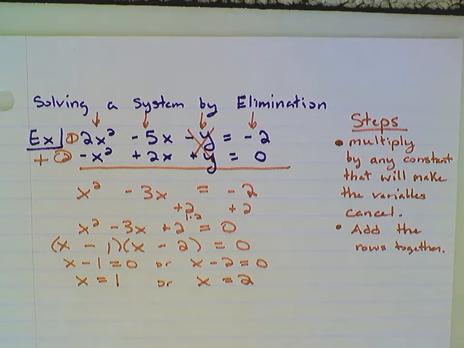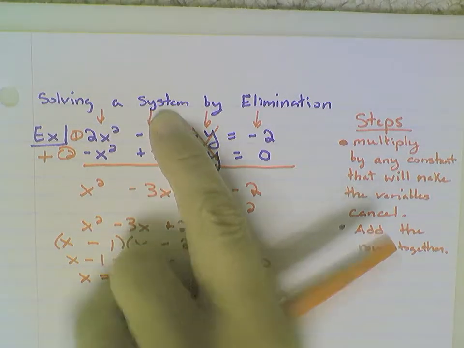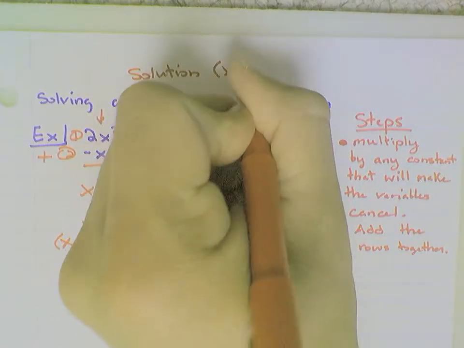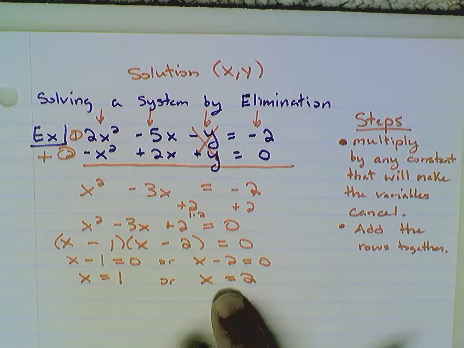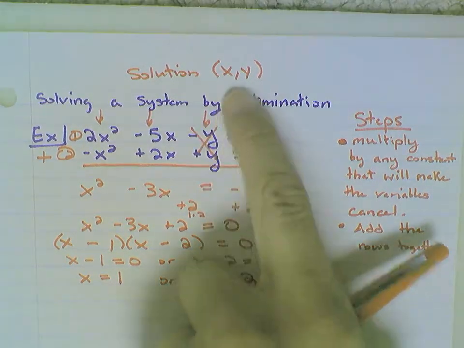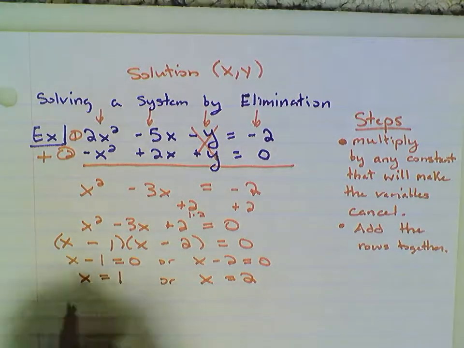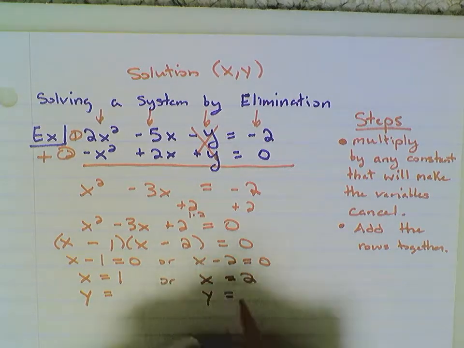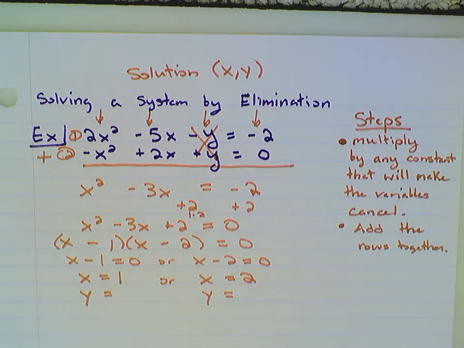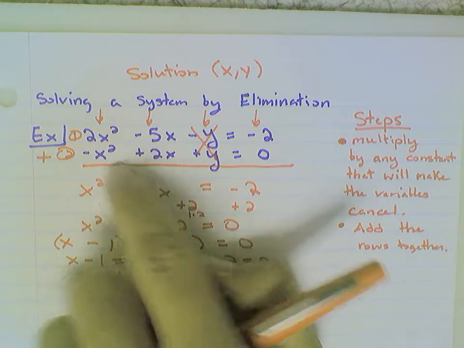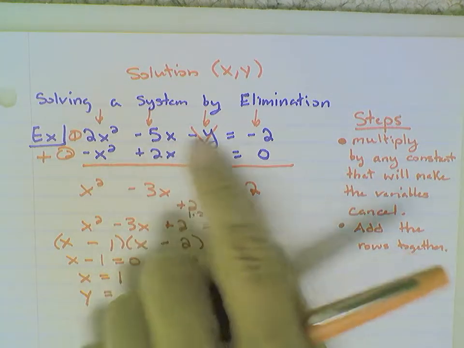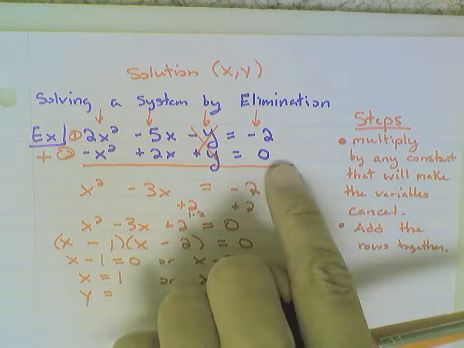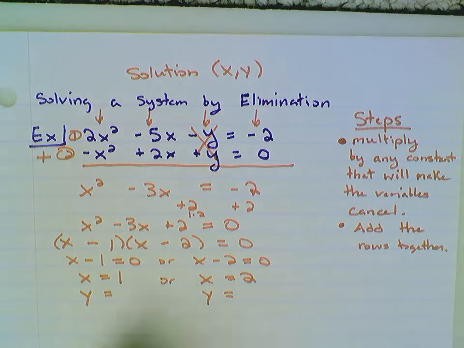Now, one thing to note again is that anytime we solve a system, the solution to a system will always be a point. And if you notice, right now I just have an x value. So I need to have an x and a y value. What that means is I need to find the y values associated with each of these x values. To do that, I just have to plug my x value back into one of these equations. It doesn't really matter which one I pick.